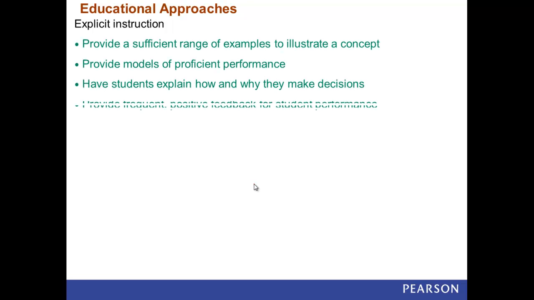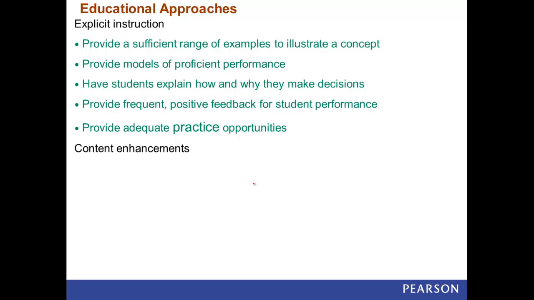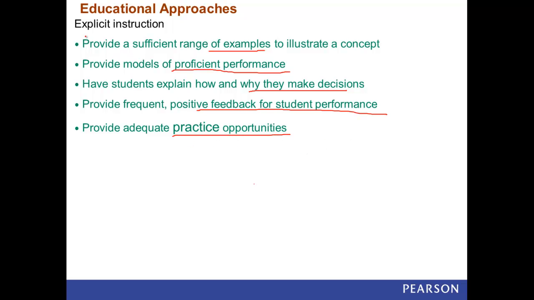First, explicit instruction. And the text doesn't follow this, but I wanted you to have this. And this kind of goes along with DIBELS also, because it's a way you would use those monitorings. Sufficient range of examples to illustrate that concept. And then provide models of proficient performance. In other words, you're demonstrating for them. You're modeling for them proficient performance. Not always a part of solid instruction. You have students explain how and why they make decisions, and provide frequent positive feedback on student performance. And DIBELS can do that also. Then adequate practice opportunities.